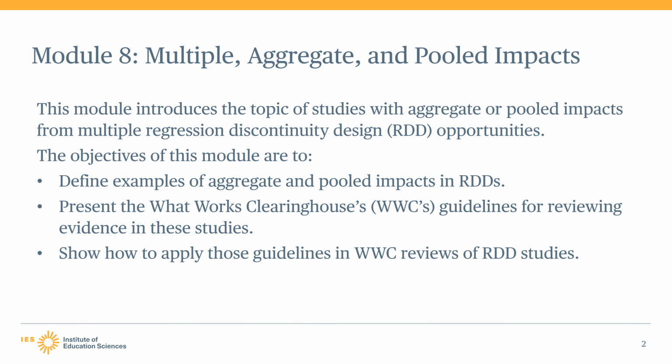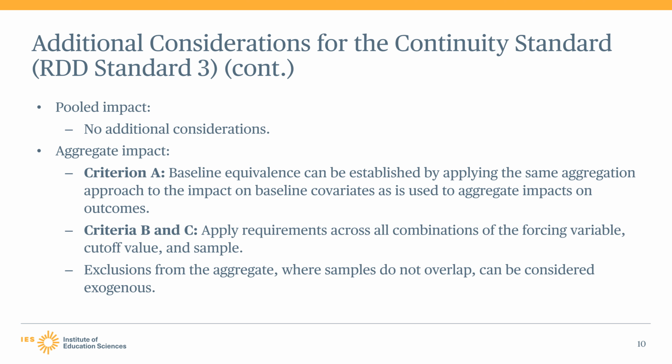And then finally, when assessing criterion C of the continuity standard for studies reporting aggregate impacts, again, the requirements for statistical evidence of continuity must be applied across all combinations of the forcing variables, cutoffs, or samples used in those aggregate impacts. And again, in those cases where impacts from non-overlapping or disjointed samples are being aggregated, it's acceptable to exclude from the aggregate impact any impacts from samples that do not satisfy this criterion. And again, these exclusions shall be considered exogenous.